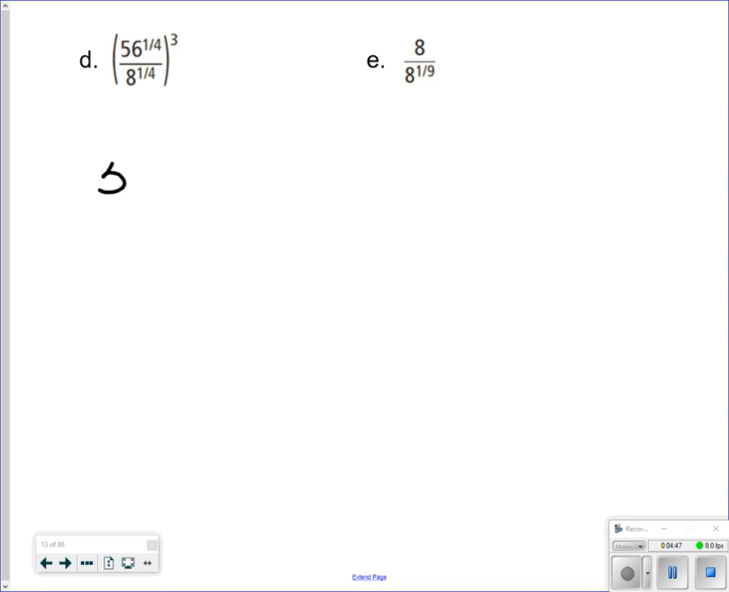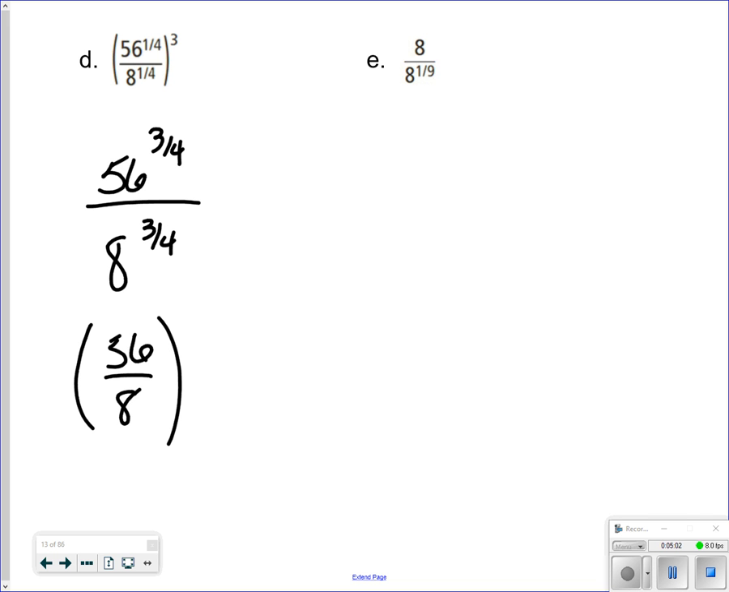So now 56 to the 3/4 power, 8 to the 3/4 power. Now, this one is a little mean, I'm not going to lie. Technically speaking, since they are both raised to the 3/4 power, I can put the 3/4 power back outside and divide what's inside. This does not happen very often, but because they both had the exact same exponent, I actually can pull that exponent back out and then take 56 divided by 8. This last one, it's 8 to the 1st over 8 to the 1/9.